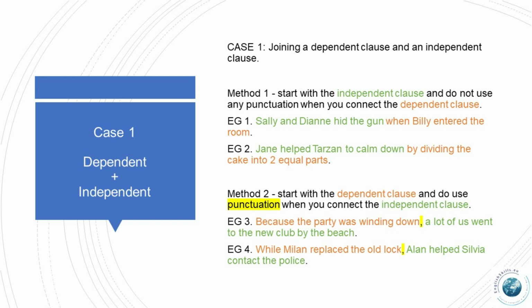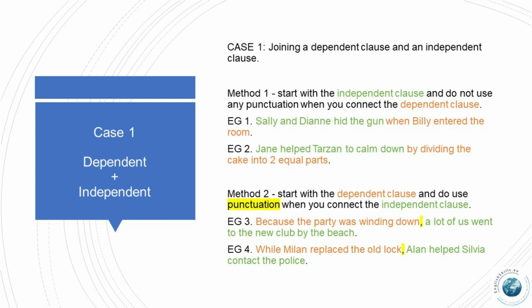Likewise, in example 2, Jane helped Tarzan to calm down. We could finish the sentence there. It's a complete idea. We know who did what. As soon as we then say by dividing the cake into 2 equal parts, well, suddenly that second clause has to be connected to something else. It has to have the information from the first clause to exist. It cannot stand by itself. Jane helped Tarzan to calm down by dividing the cake into 2 equal parts. I guess Tarzan can get a little bit angry if he feels something's being stolen from him.